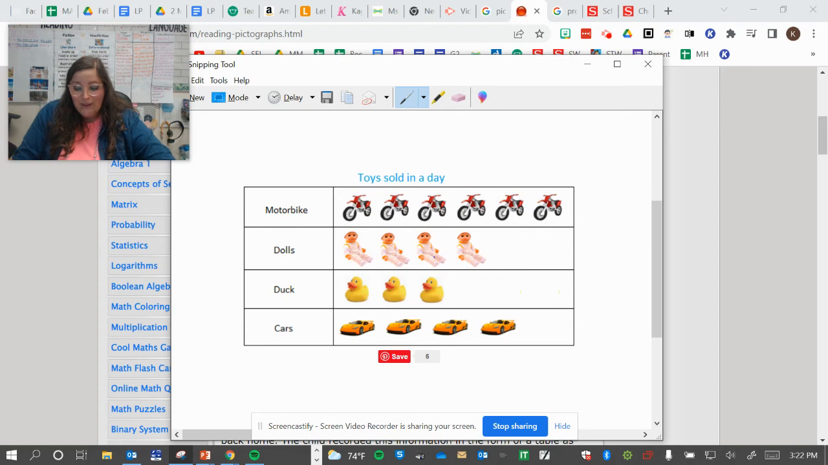All right, another question they might ask is what was the favorite toy of that day? If it says favorite, we're looking for the one with the most. Which toy was sold the most? Motorbikes were sold the most. Another question it might ask is what was the least favorite toy sold that day? Looking at this, which toy had the least number sold? Ducks.